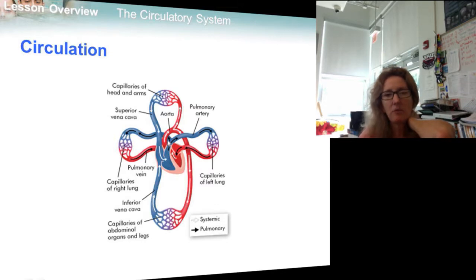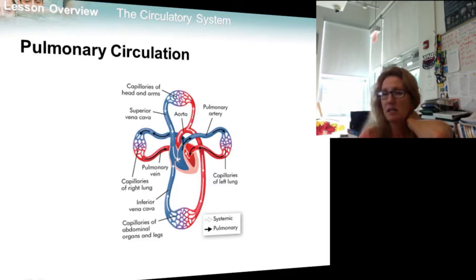In the lungs, the carbon dioxide is diffused from the blood, and oxygen is then absorbed by the blood. The oxygen-rich blood then flows to the left side of the heart. So it comes in right into the left side right here. The left side of the heart then pumps oxygen-rich blood to the rest of the body through systemic circulation.